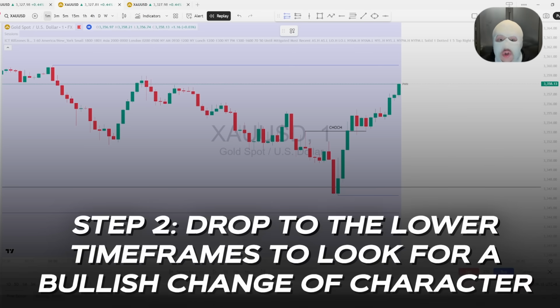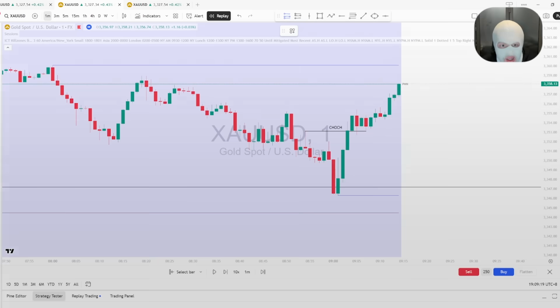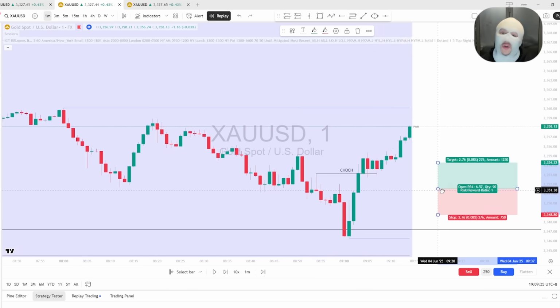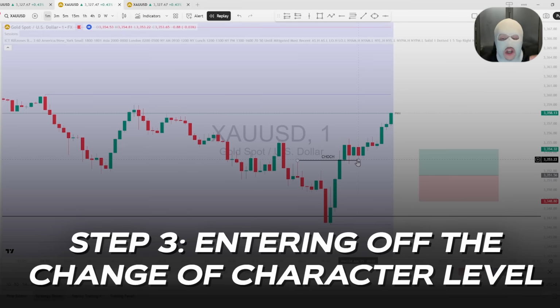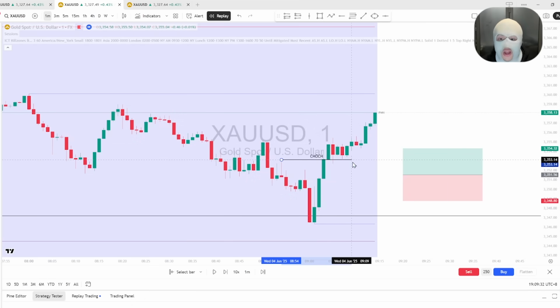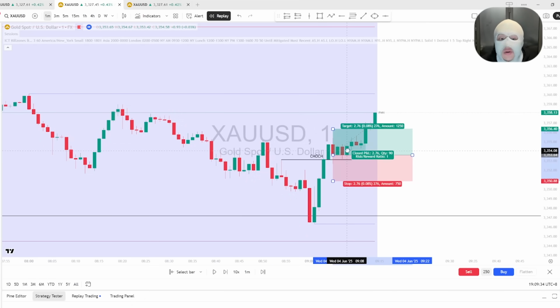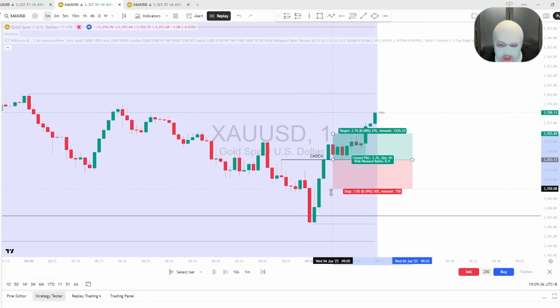Step 2 is to drop to the lower time frame to look for a bullish change of character. Again, time frame alignment. Since it is a session liquidity raid, we can use the 1 minute time frame to look for confirmations. Last but not least, step 3, entering on the change of character level. This is our entry right here. We place our stop loss at the swing low of the change of character.